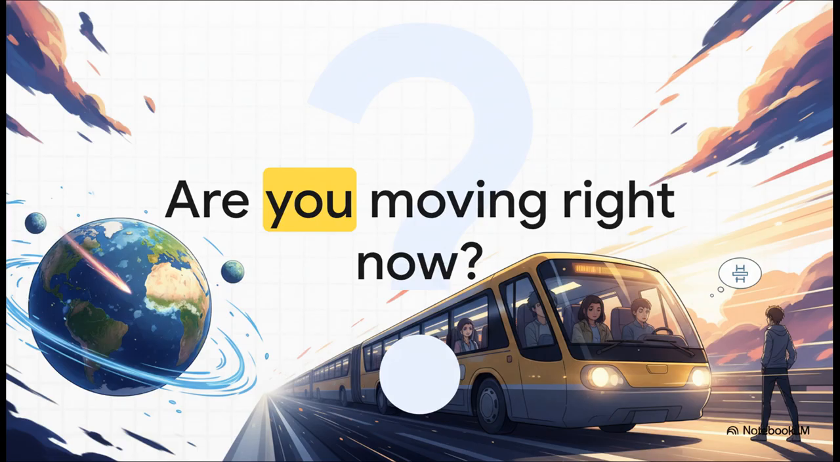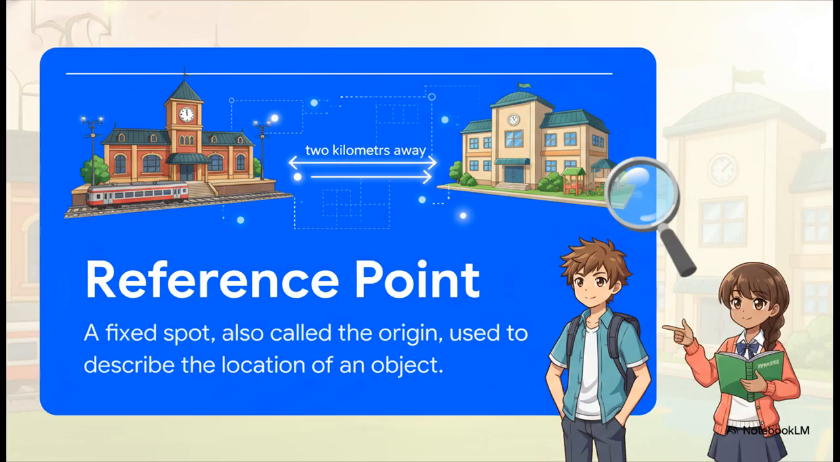See, the answer completely depends on your frame of reference. Think about it. If you're on a bus, the person sitting next to you seems totally still. But to someone standing on the side of the road, both of you are whizzing past. And that's exactly why physicists use something called a reference point. You can think of it as our anchor, our "you are here" map pin that we all agree on. Without it, describing where something is pretty much impossible. If I just say a school is 2 kilometers away, that's totally useless, right? 2 kilometers from where? But if I say it's 2 kilometers north of the railway station, now you have a clear picture. The railway station is our reference point.